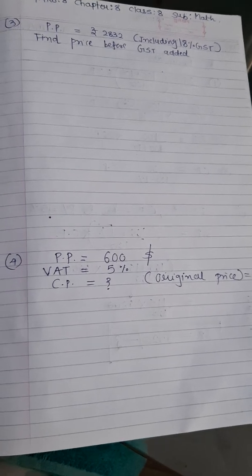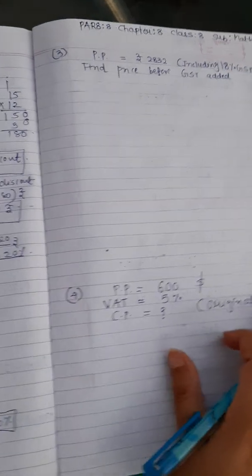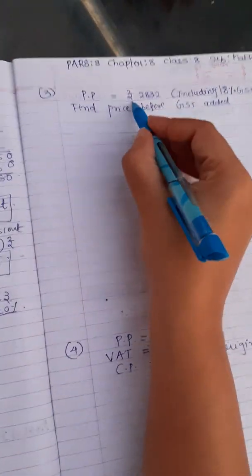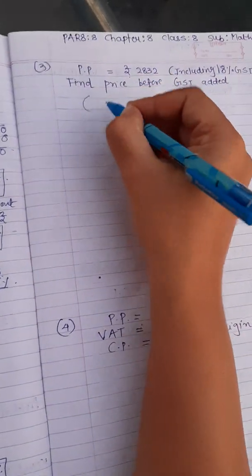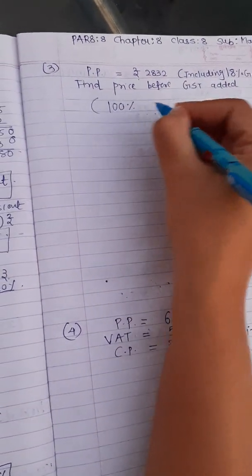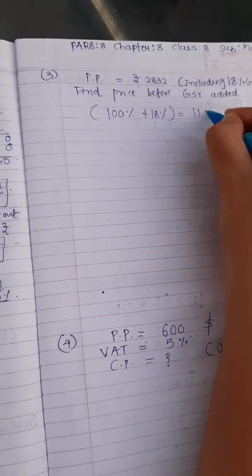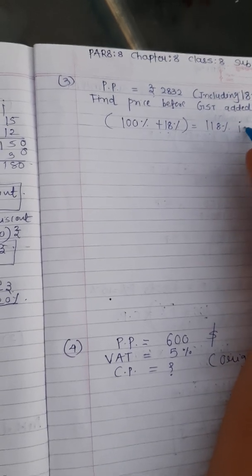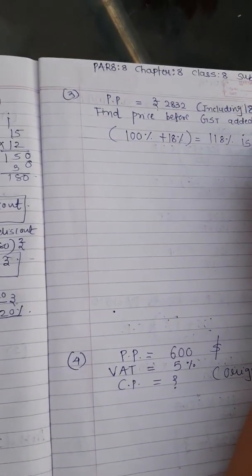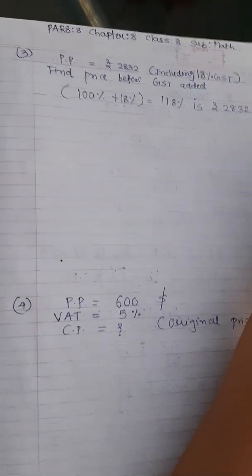2832 rupees, including 18% of GST. Find the price before GST. So suppose this price is already including 18% of GST. So the normal price is, suppose, 100%. In that you have added 18% of GST, that is 118%, which is actually rupees 2832. So what is 100%?